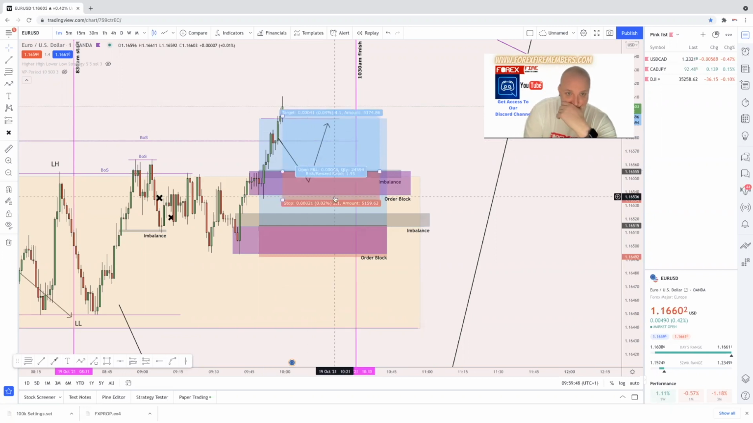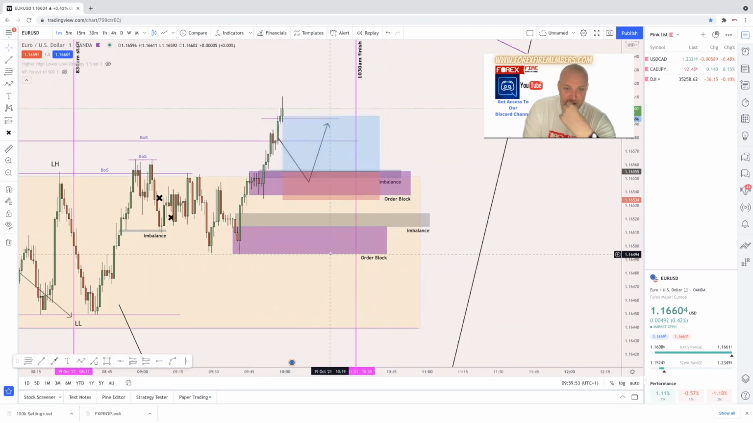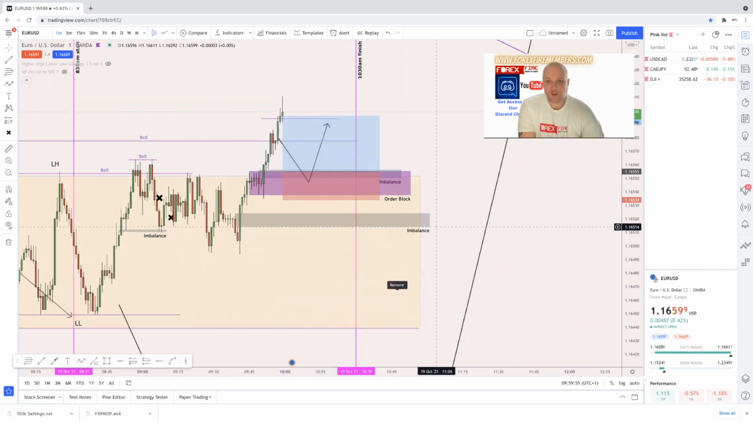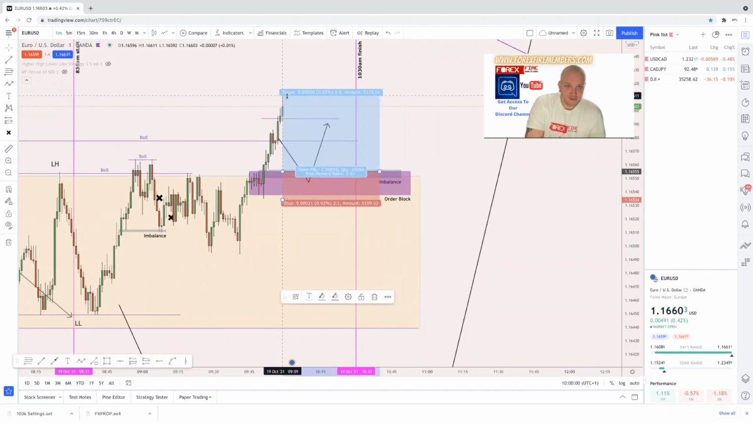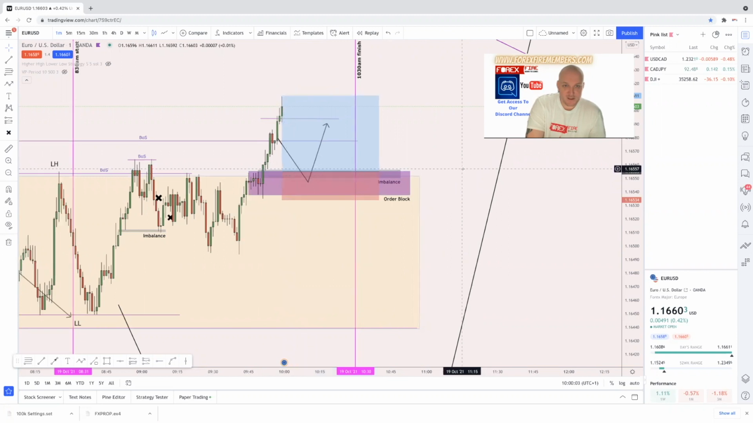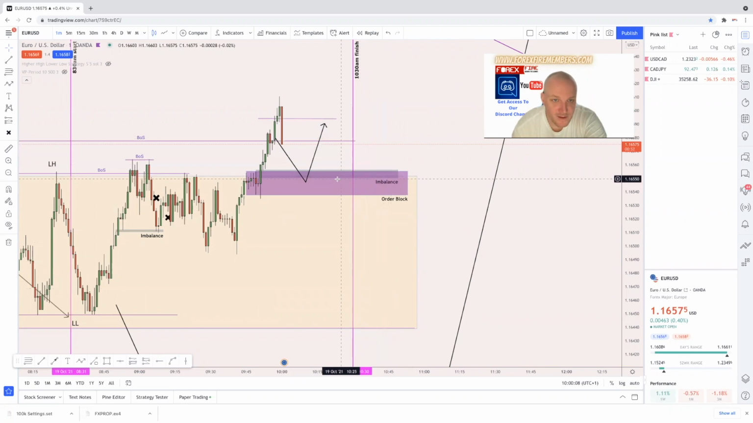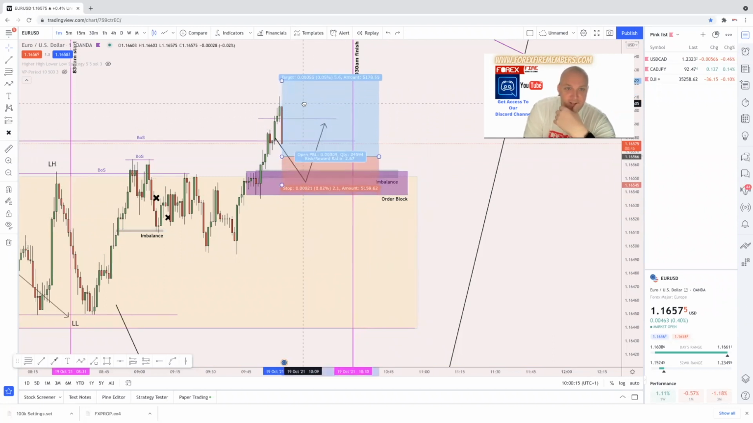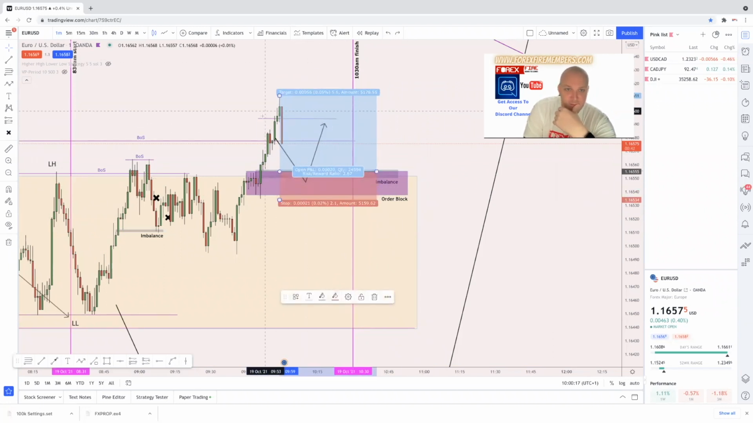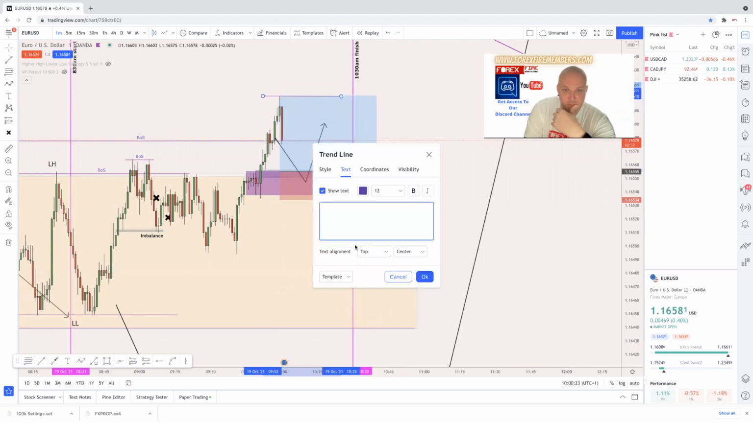Yeah, so I'm going to get rid of this one here because we've had that breaker structure. That's the area. Get rid of this. Bring that back in. It's coming down. It's possibly going to mitigate into it, to be fair. Go back. That's where liquidity resides at the moment.